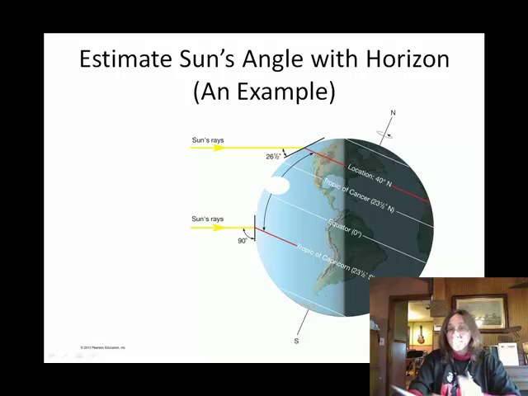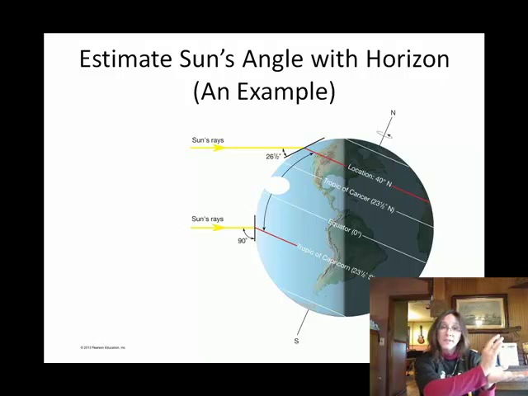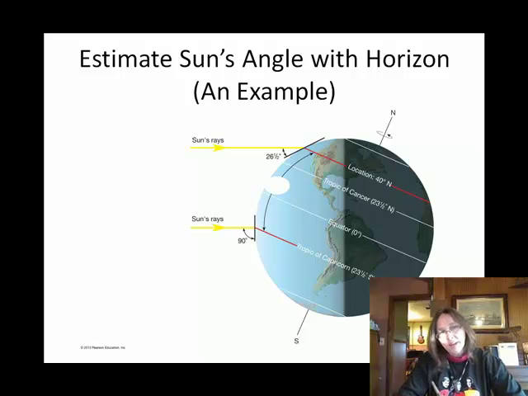Before I talk about the number of daylight hours that each line of latitude will receive throughout the year, I want to show you an example of how you can calculate the angle of the sun at noon at your particular latitude. And it goes like this.